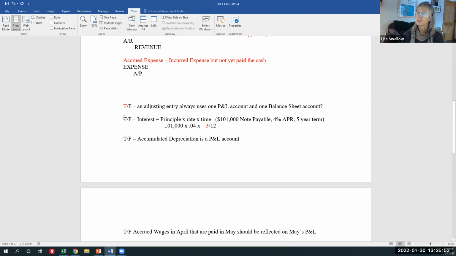So the answer to this is yes, this is true. This is how I calculate interest. And we'll be practicing that.